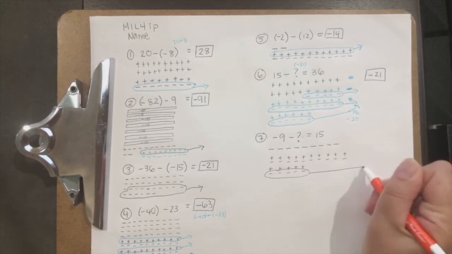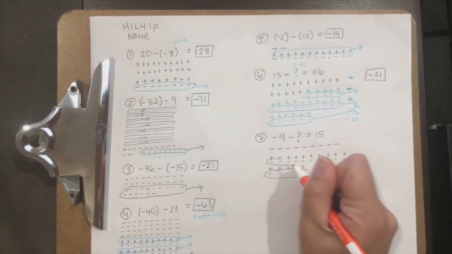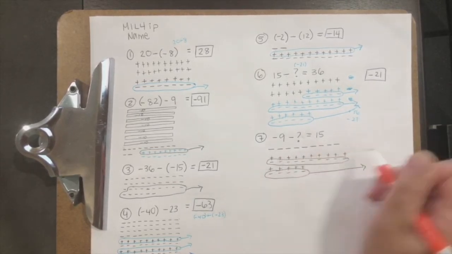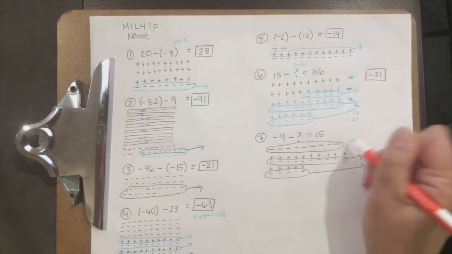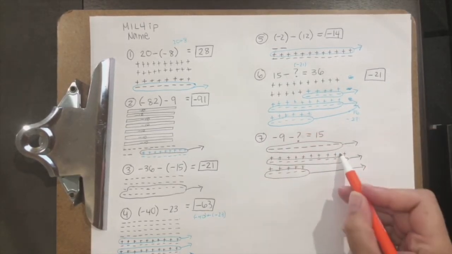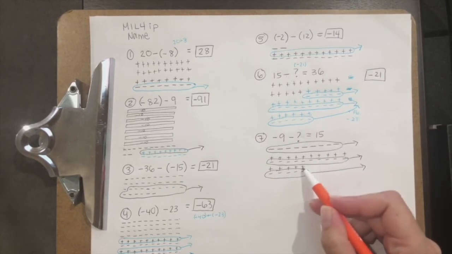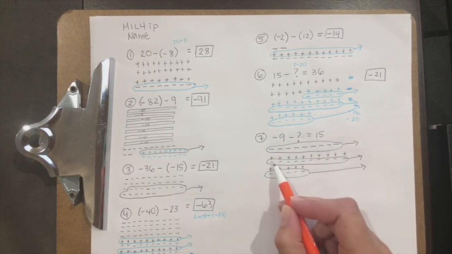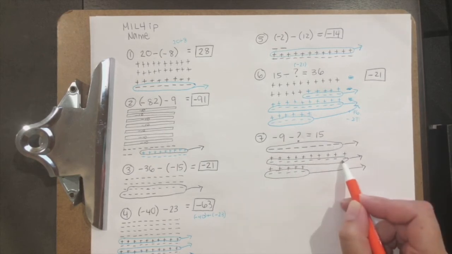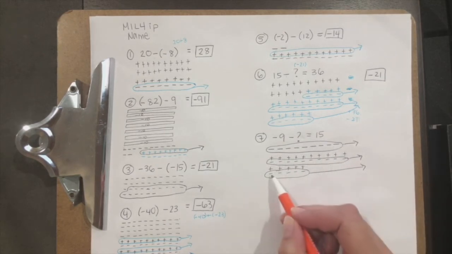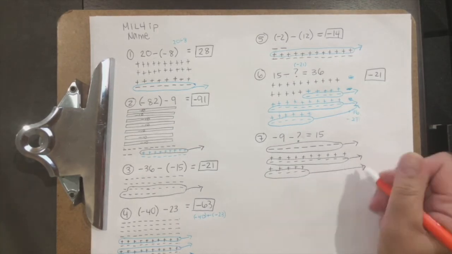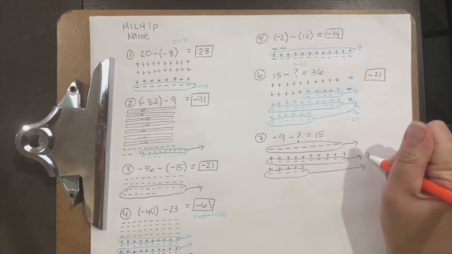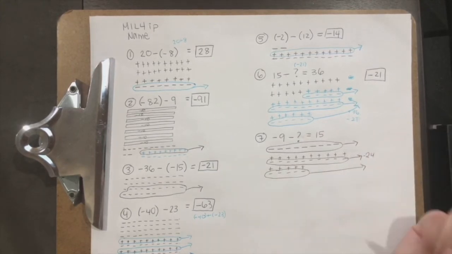So we'll take away those 5. We'll take away these 10. And we'll take away the first 9 that we started with. And now all I'm left with are the 15 positives. Okay, let's count these up. 9 plus these 10 would be 19. 19, 20, 21, 22, 23, 24. So I should be taking away 24 negatives.